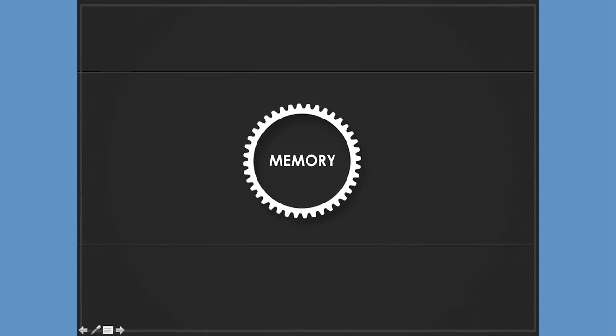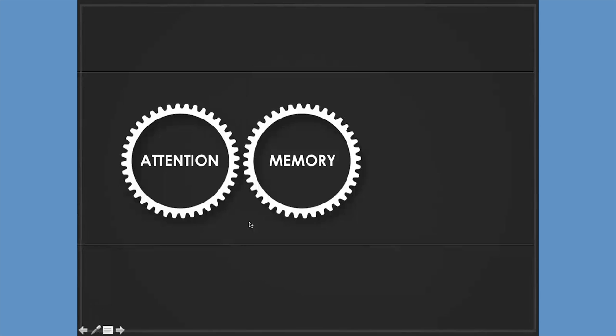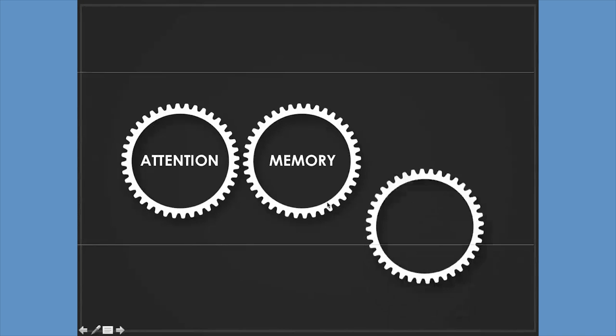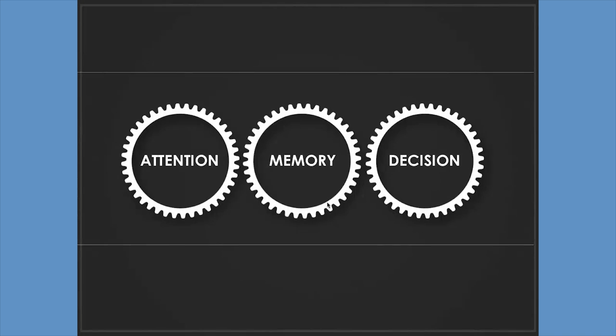Many of the aspects that you listed in the chat box confirm this as well, because they didn't pay attention to us in the first place. Attention paves the way to memory. And then we also ask the question, why is it important for people to remember anything from your presentation? It's important because people decide based on what they remember.